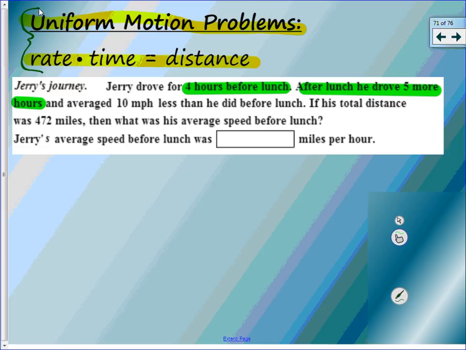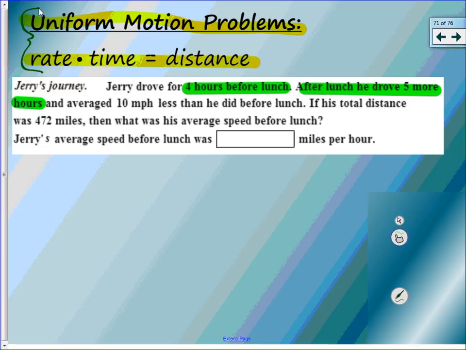So Jerry drove for 4 hours before lunch. After lunch, he drove for 5 more hours, and averaged 10 miles per hour less than he did before lunch. So maybe he just got tired. He was driving less fast, or maybe the speed limit was less. If his total distance was 472 miles, what was his average speed before lunch? And then it just has you filling that into that little box. So I have 4 hours before lunch, 5 hours after lunch.